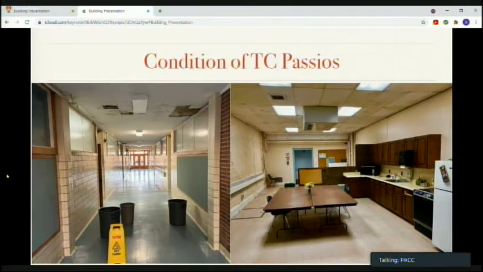Most of the uses at TC Passios are child-related. We also have PAC over there. If any of the school administrative staff opt to take a lunch break, this is the space that's made available to them. You can look at the ceiling and see the staining all over the tile. You can see the general dinginess of the room, the air handler right over the table. Nothing about this room is inviting or really appropriate.